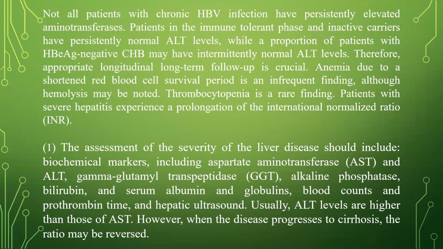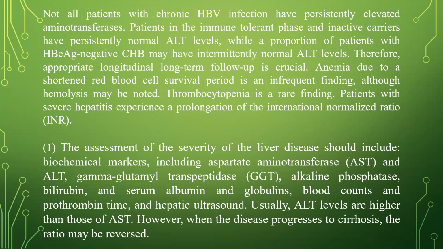Anemia due to shortened red blood cell survival period is an infrequent finding, although hemolysis may be noted. Thrombocytopenia is a rare finding. Patients with severe hepatitis experience a prolongation of the international normalized ratio. The assessment of the severity of the liver disease should include biochemical markers, including ALT, AST, GGT, alkaline phosphatase, bilirubin levels, and serum albumin and globulins, blood counts and prothrombin time, and hepatic ultrasound.